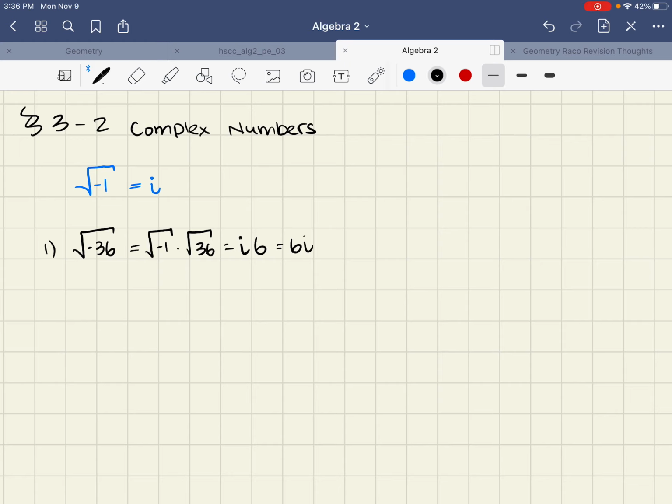I like to write the i in the back, very similar to variables. We tend to put the variable in the back after the coefficient. So we can think of the 6 as kind of the coefficient or the magnitude of that complex number, the imaginary component of the number.